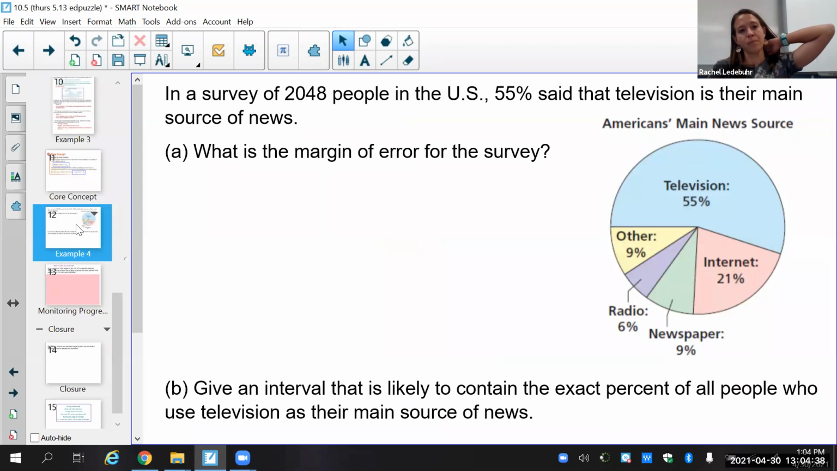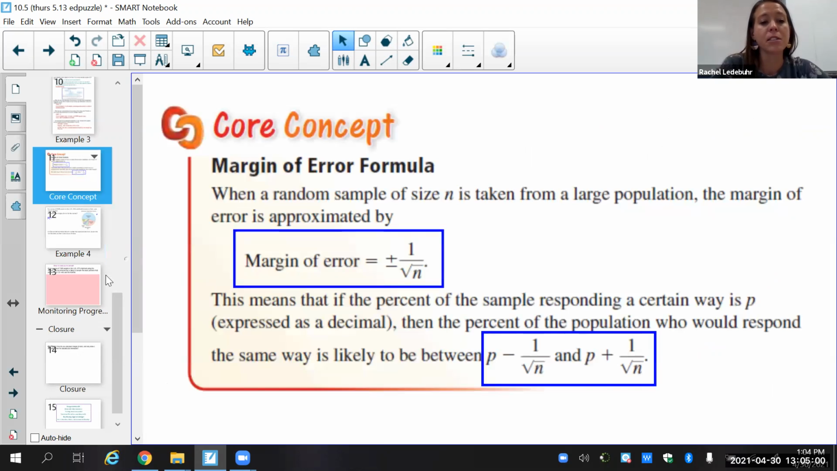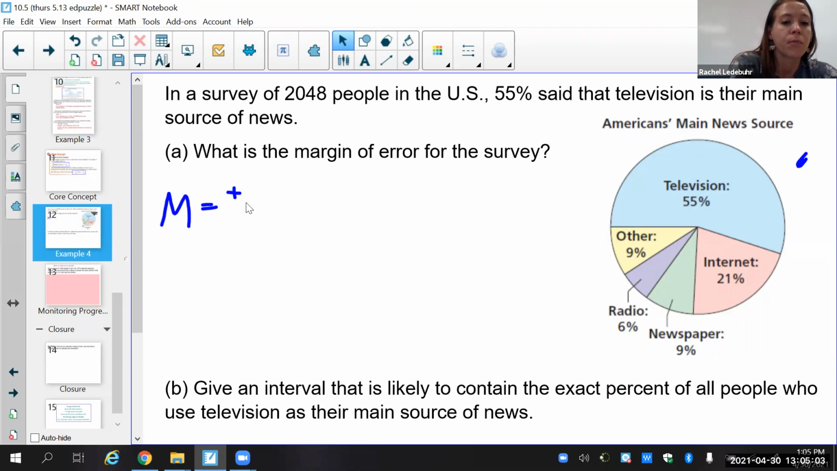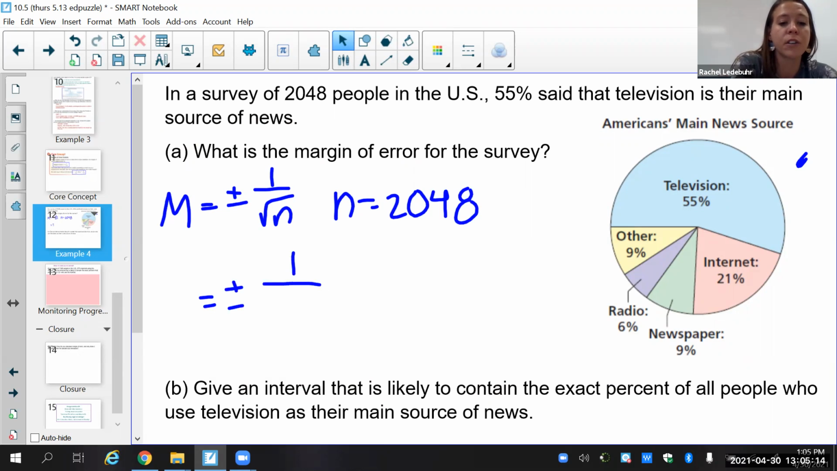Okay, let's do an example. In a survey of 2,048 people in the US, 58% said that television is their main source of news. We want to know what the margin of error for that survey is. Well, the formula we just discussed, I'm just going to use M for margin of error, is plus or minus 1 over the square root of n. N is our sample size here. So I'm just going to plug this in: plus or minus 1 over the square root of 2,048.